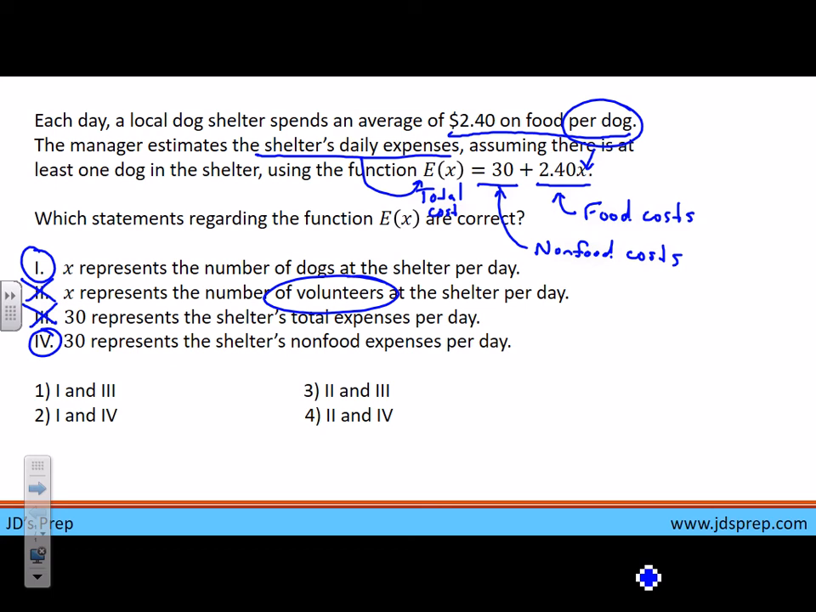So the two statements regarding the function e of x that are correct here are, number 1, telling us that the variable represents the number of dogs at the shelter per day, which we got from that first sentence, which said that $2.40 were spent on food per dog. And then the last statement, where 30 represents the shelter's non-food expenses per day. So the correct choice for this problem is number 2, 1, and 4.